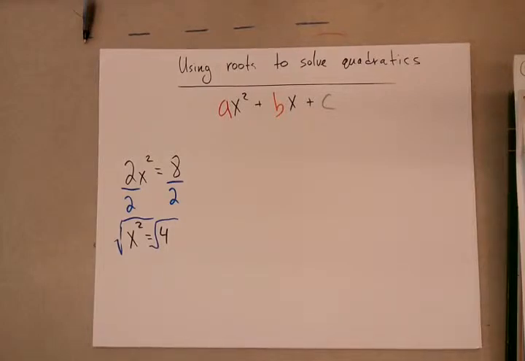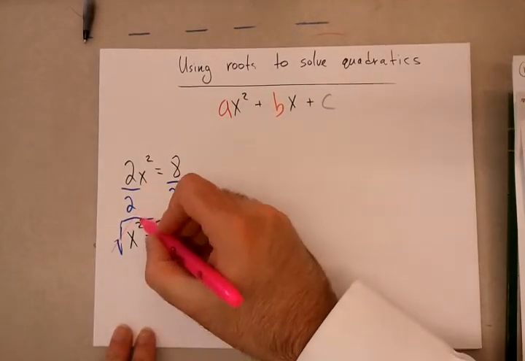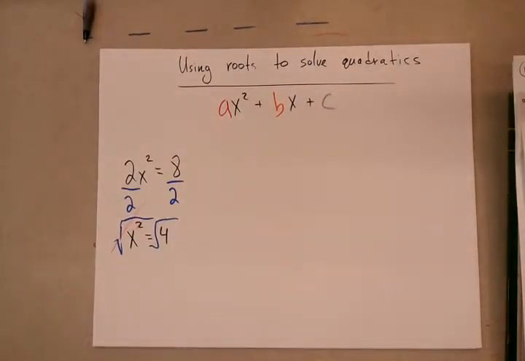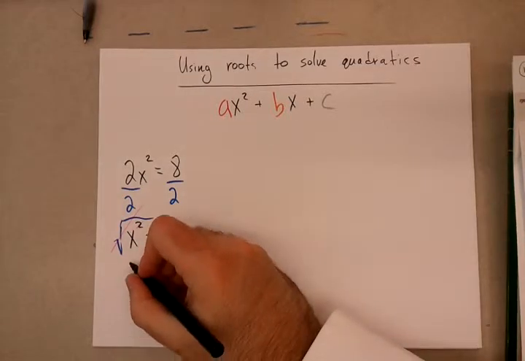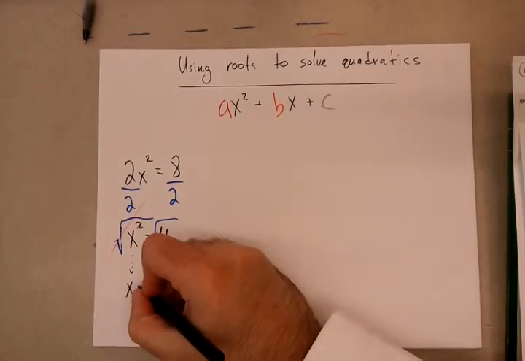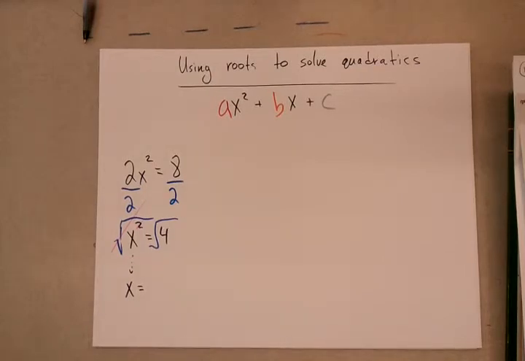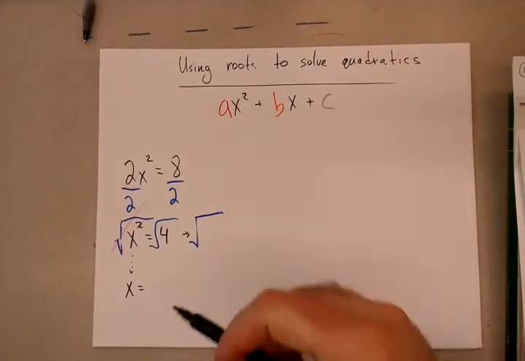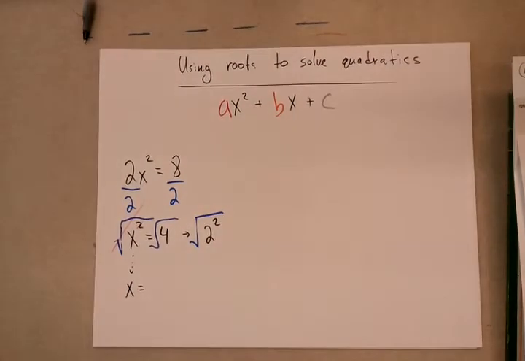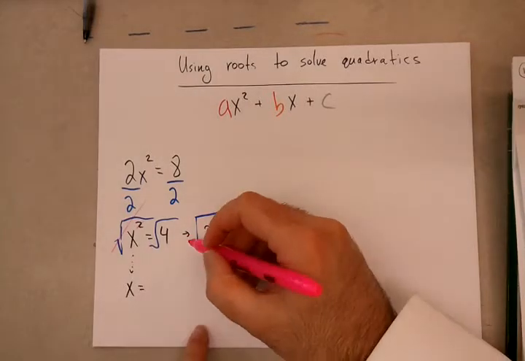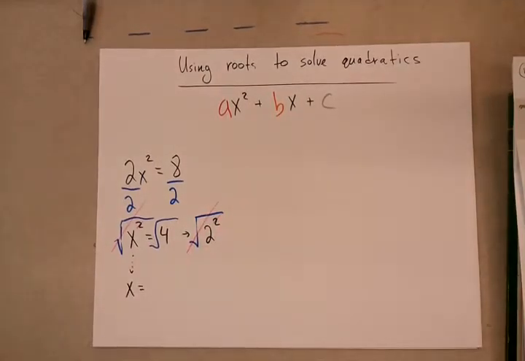Perfect. On the left side, right away, we can cancel out the square root and the power of 2, which yields us the x that we want so desperately. Over on this side, the 4 is a perfect square, which means I can write it as 2 squared. It's the same thing. And now I can cancel out my square root and my power of 2. Perfect.